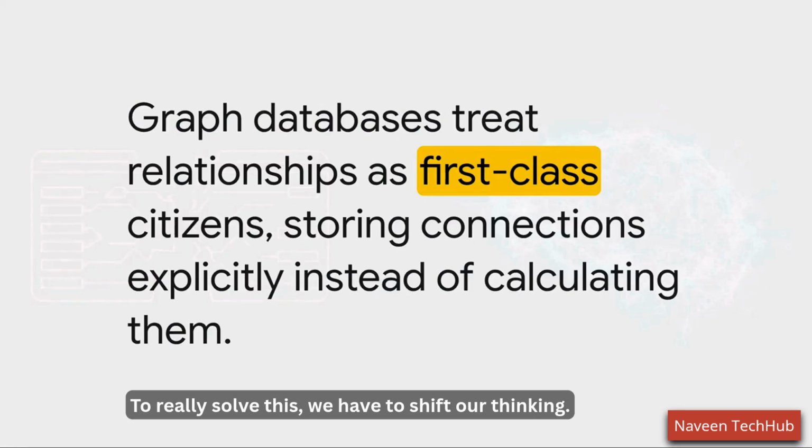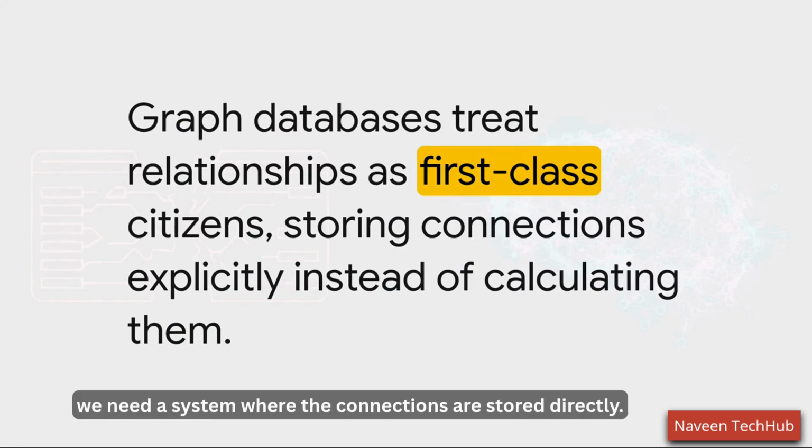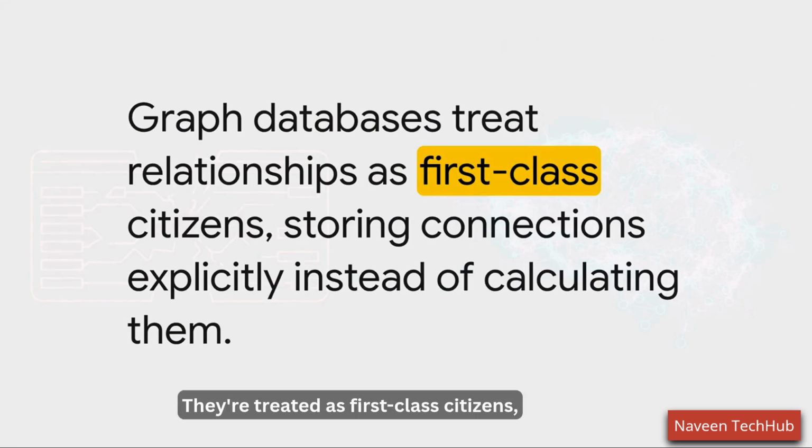To really solve this, we have to shift our thinking. Instead of calculating relationships on the fly with those super expensive joins, we need a system where the connections are stored directly. They're treated as first-class citizens, just as important as the data points themselves. And that, right there, is the core idea behind a graph database.